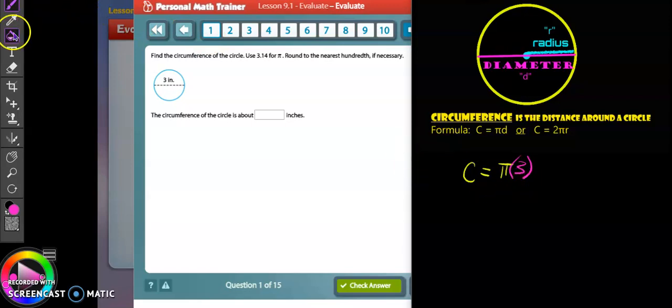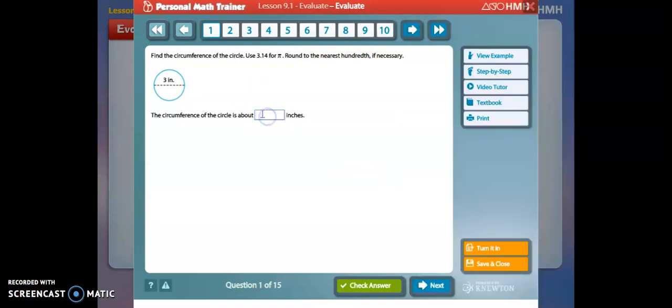What they want here is to take 3.14 and put it here. So they're going to say 3.14, and multiply that times 3. If you use a calculator, you should be able to get the answer we're looking for. So circumference is 9.42, or 9 and 42 hundredths. They said to round to the nearest hundredth. This ends in the hundredths place, so we're just going to type in 9.42, and we should be set.